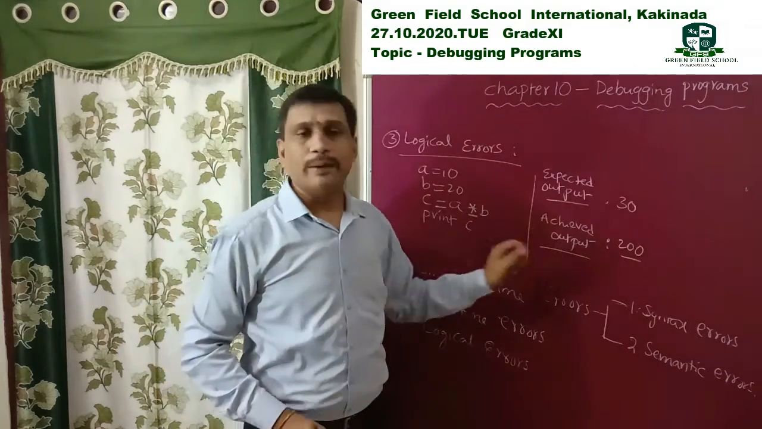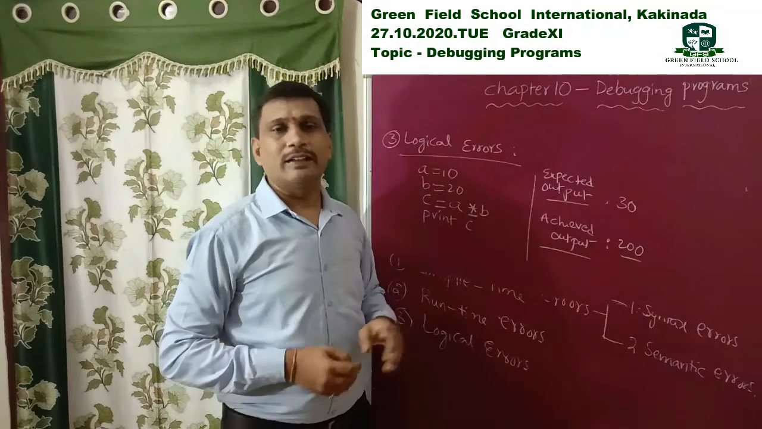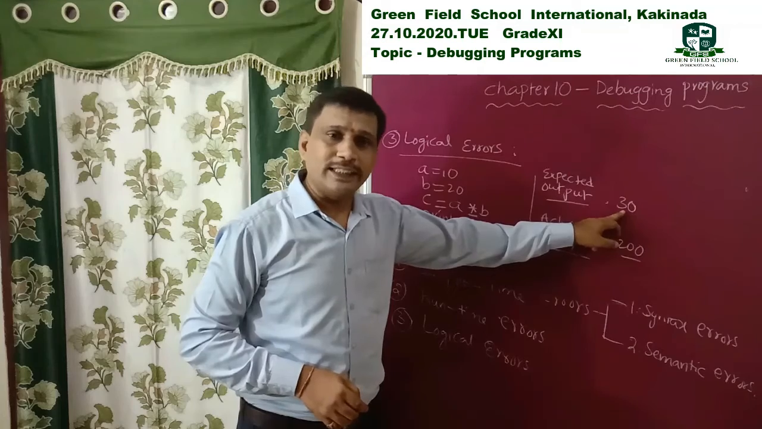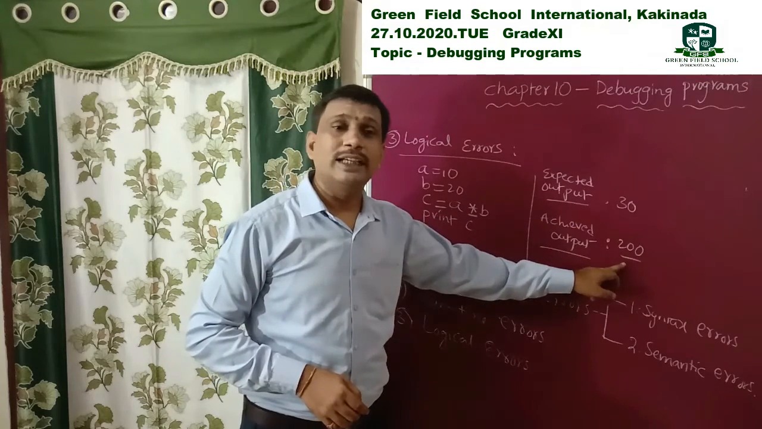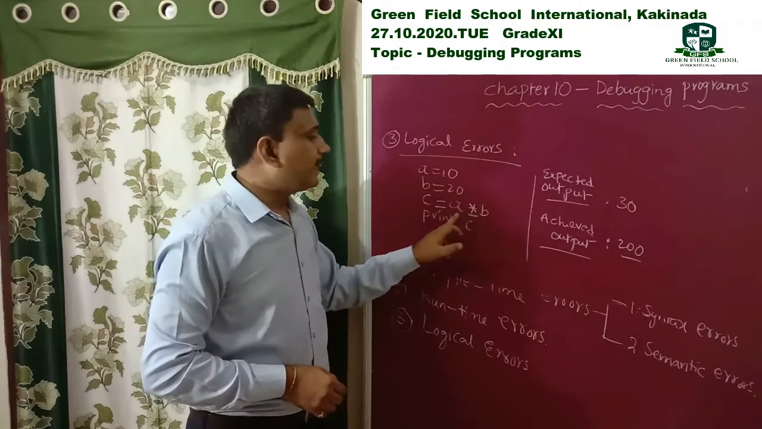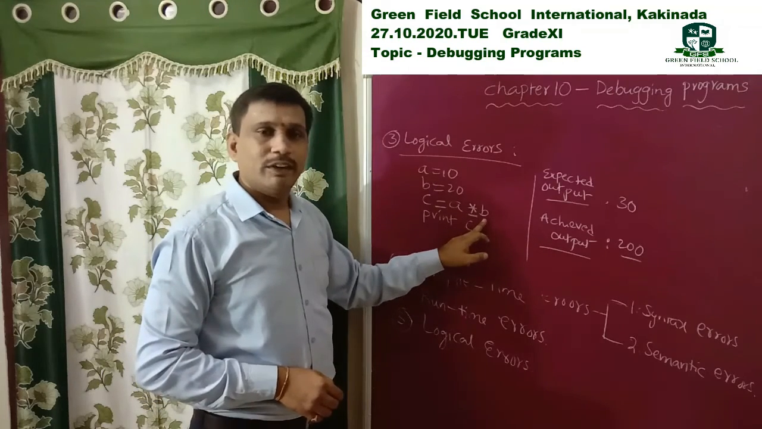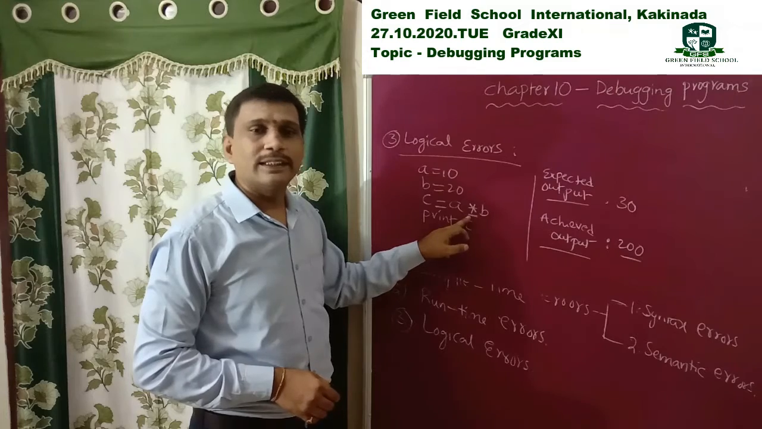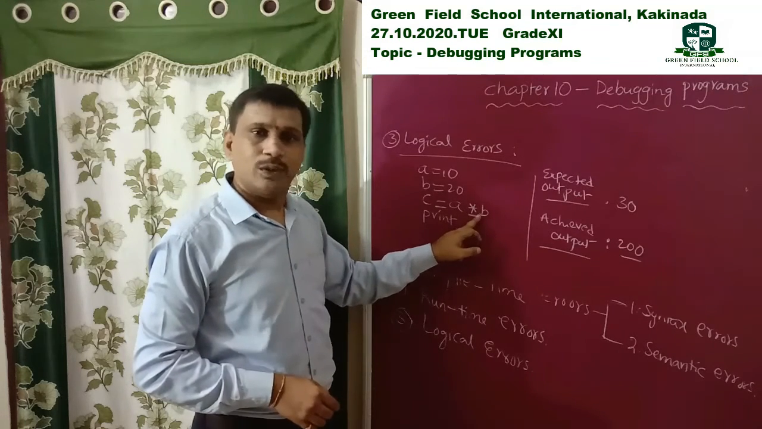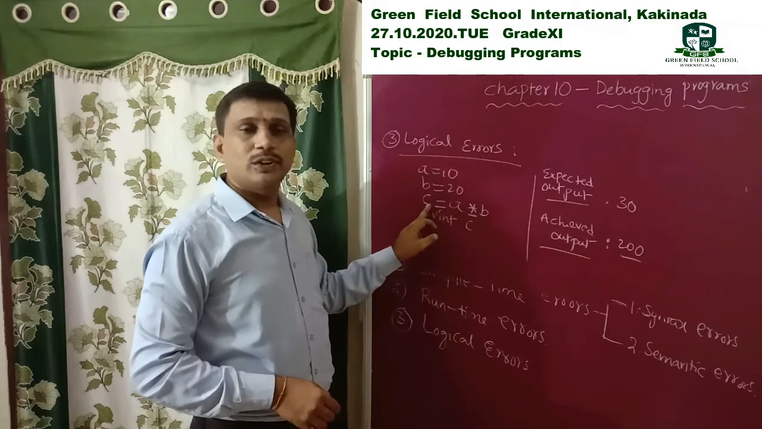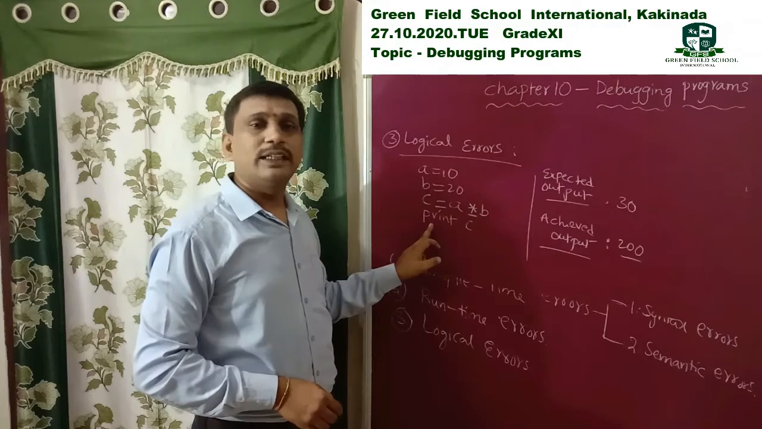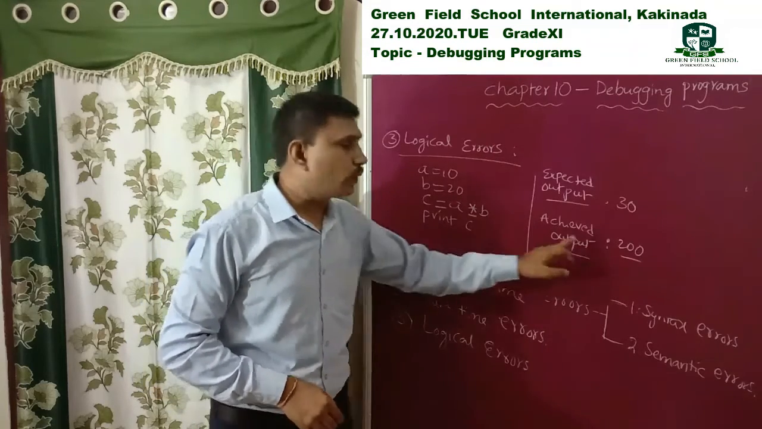Here it doesn't display any error. Why? Because our intention is 30, but it displays 200. It doesn't display any error because it calculates 10 into 20, since we wrote star in place of plus. That's why it calculates the multiplication 200, stores this value in c, and finally prints the value of c, that is 200.